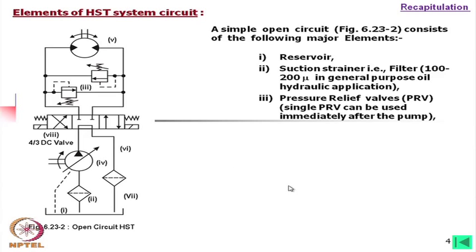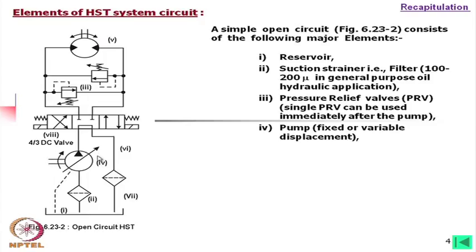Now, the third one is the pressure relief valve. This one is the pressure relief valve. In this case, the system is like that. We have a pump source, there is a filter, and then it is going into a valve, which is the fifth item, seventh actually. Then pump, fixed or variable, this one.